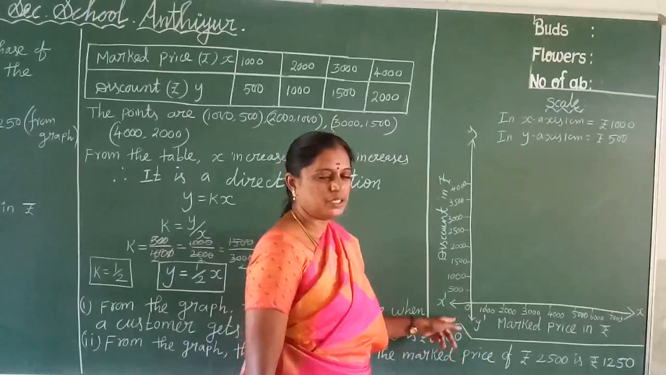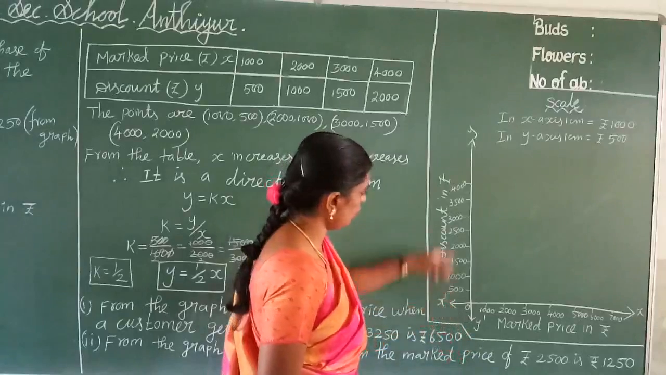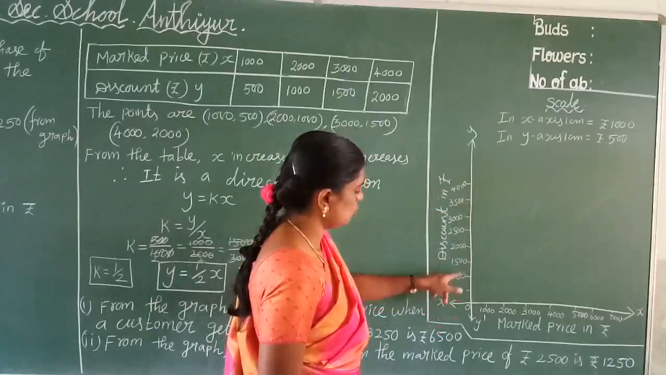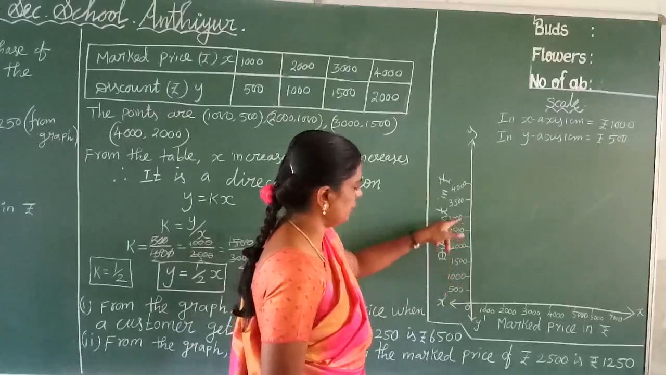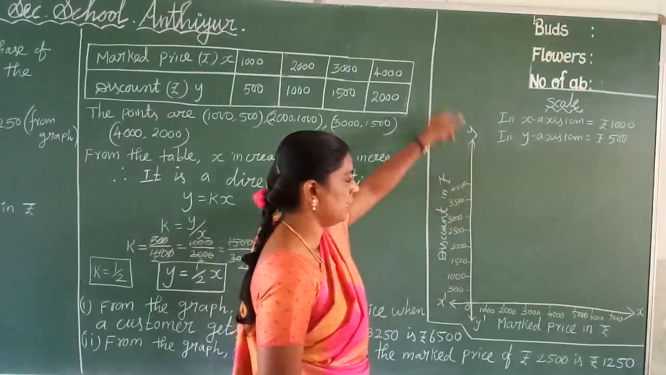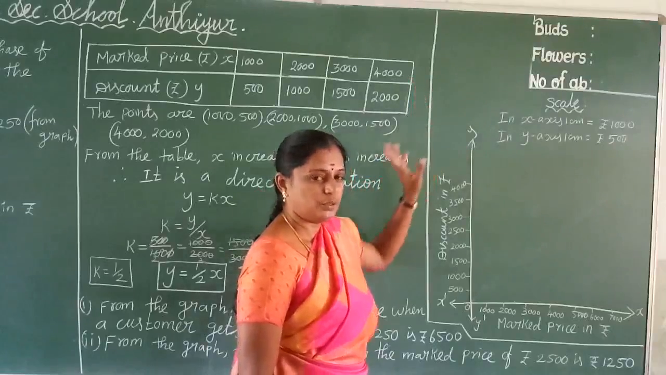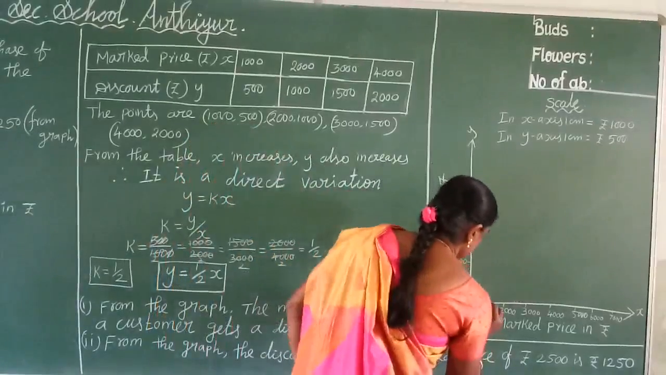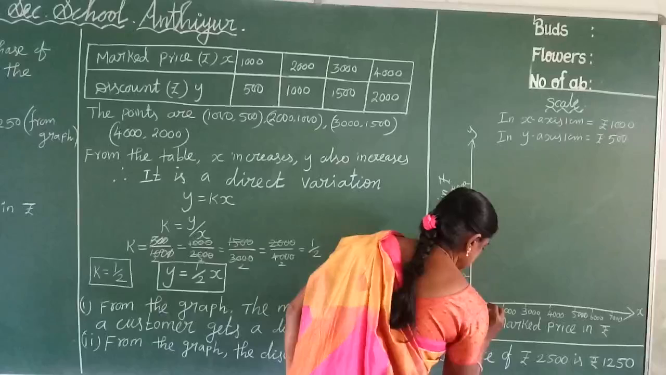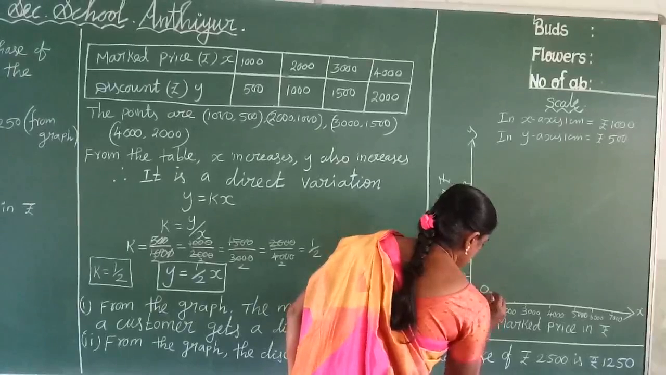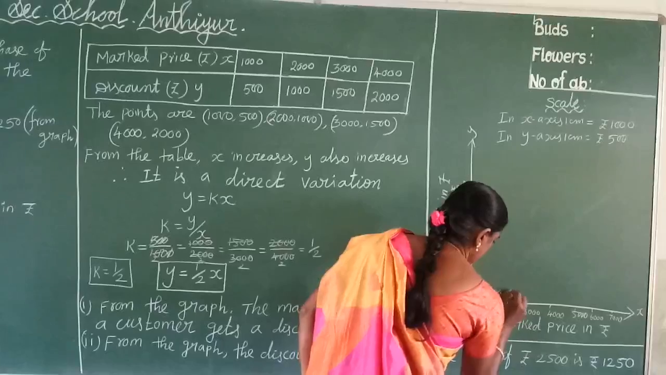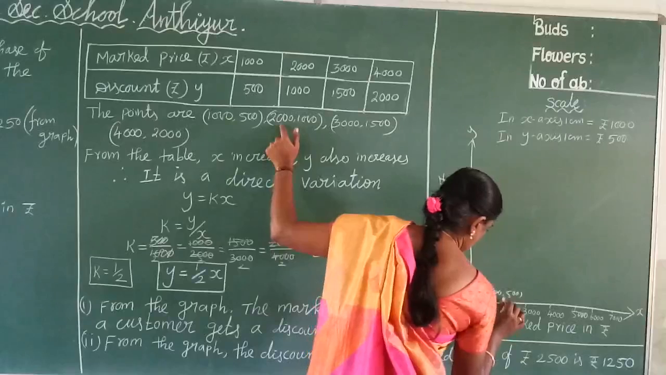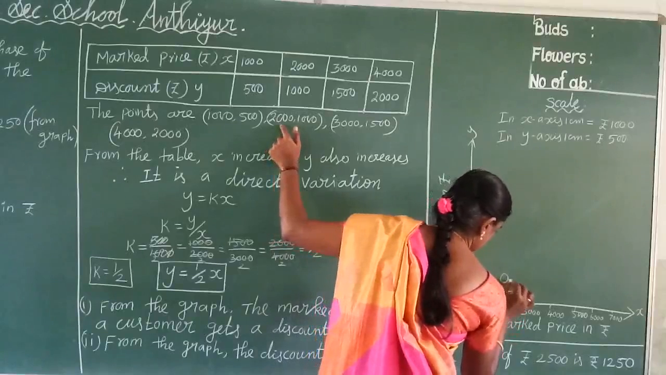The last three problems were completed with the same method. On the y-axis, discount: first 500, 1000, 1500, 2000, 2500, 3000, 3500, 4000 like that. Up to what value you need, write it. And mark the points. 1000, 500: here x-axis 1000, y-axis 500. Second point, x-axis 2000, y-axis 1000.